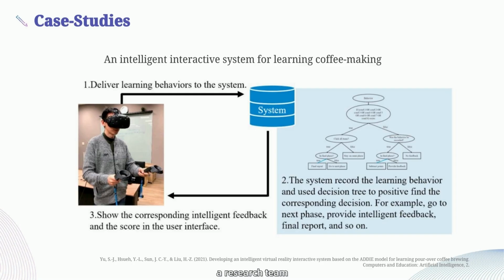Yu et al., a research team from the National Yangming Jiaotong University, developed an intelligent interactive system for learning coffee making, leveraging both the ADDIE model and a head-mounted display HMDVR device. Since pour-over coffee brewing is complex and challenging for learners, this system integrates intelligent systems and HMDVR to monitor students' behavior while learning hand-brewed coffee techniques. It provides intelligent feedback to correct behaviors and analyze learning performance. The ultimate goal is to enhance learners' understanding of hand-brewed coffee through self-directed learning.